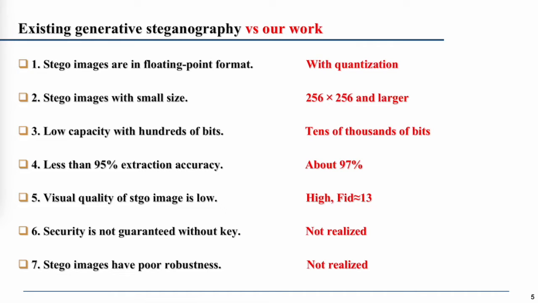The hiding capacity, extraction accuracy and visual quality of this scheme are significantly improved. The hiding capacity can reach tens of thousands of bits, and the extraction accuracy is about 97%. However, there are 2 unresolved points. One is that the key is not used between the sender and the receiver, and the security cannot be guaranteed. The other is that the generated stego images have poor robustness and cannot be compressed by JPEG.